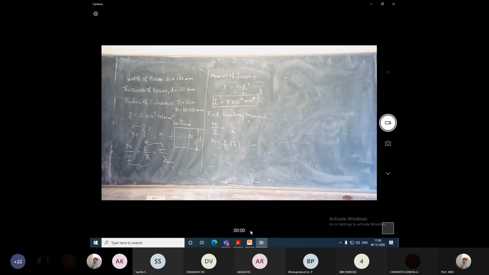So this is M, so direct substitution. E you know, R also is known. So make sure all the units are in the same units. If you're following meters, take it in meters. If it is in mm, all the units to be in mm.